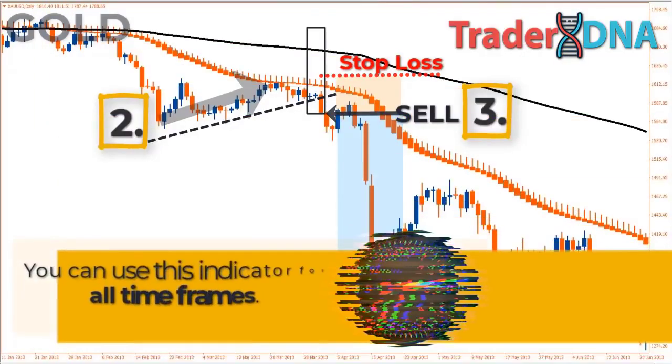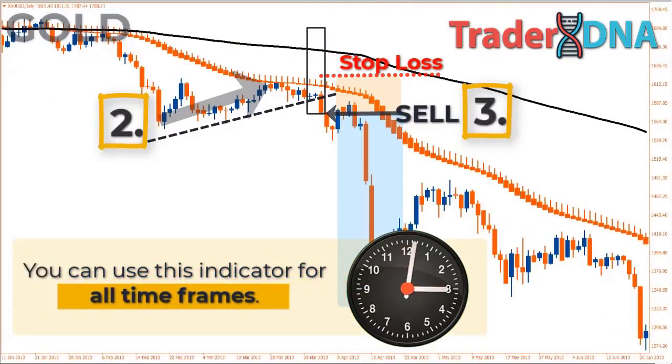Technically speaking, you can use this indicator for all time frames. However, the shorter the time frame, you will see more fluctuation and possibly more whipsaw, which may cause small losses that can eat up your portfolio quickly.